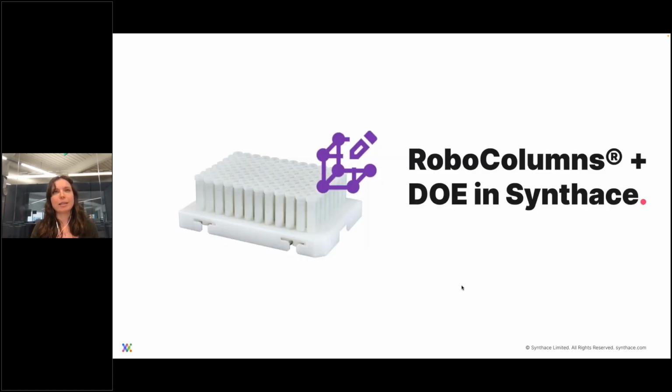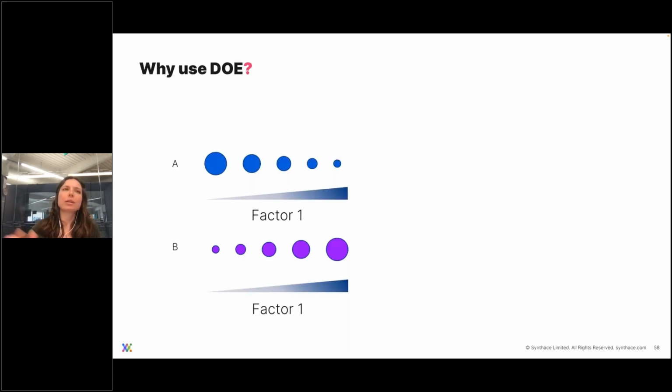So I hope that was a quite nice overview of how powerful the Synthace platform can be when it comes to running either filter plate or RoboColumn experiments. But I think you could appreciate that the RoboColumn experiment was quite simple. We weren't really looking at many factors. It was a quite narrow range. But imagine you want to continue exploring that experimental space, and so you want to apply DOE. So let's quickly touch upon what DOE actually is and why you should be considering using this type of methodology for designing your RoboColumn experiments.